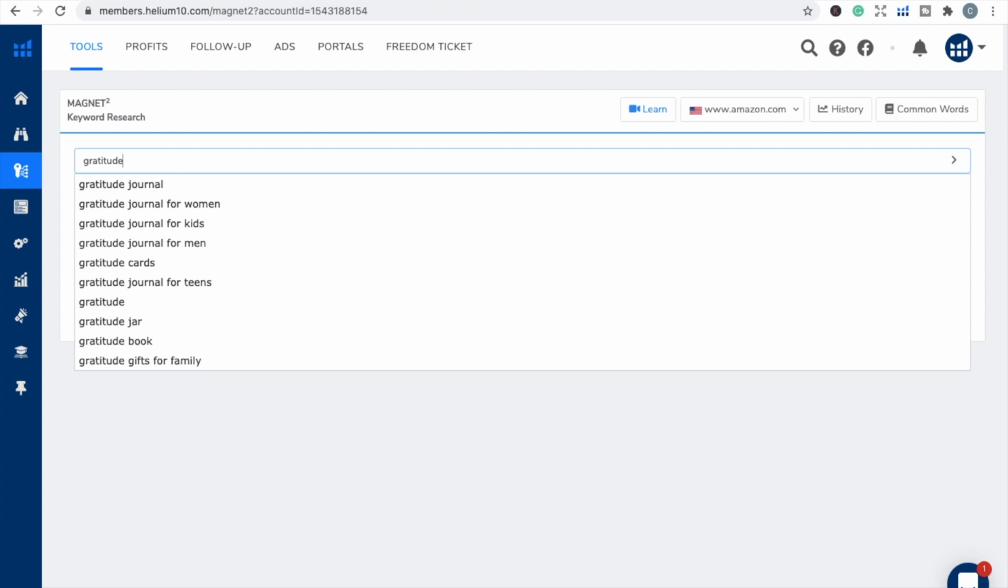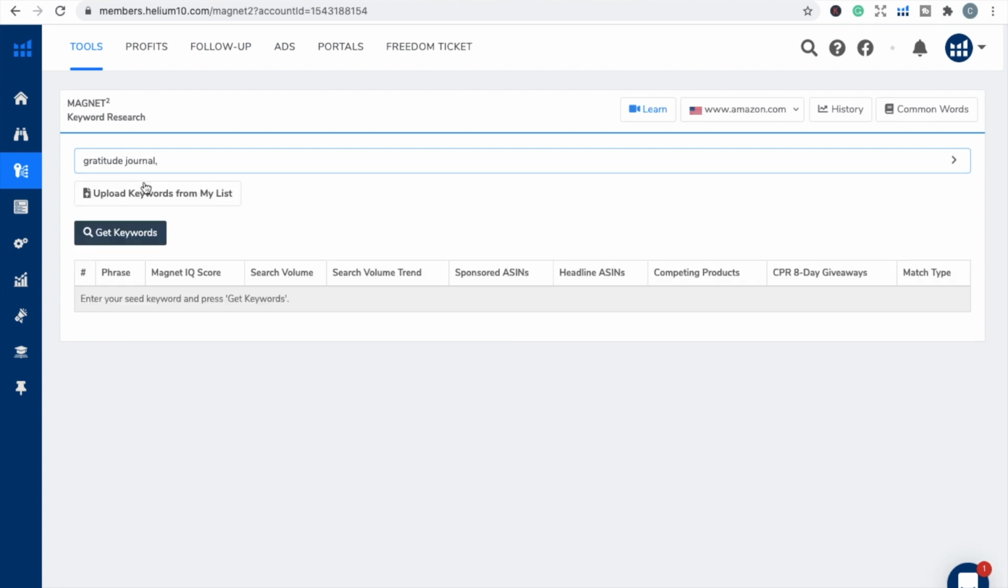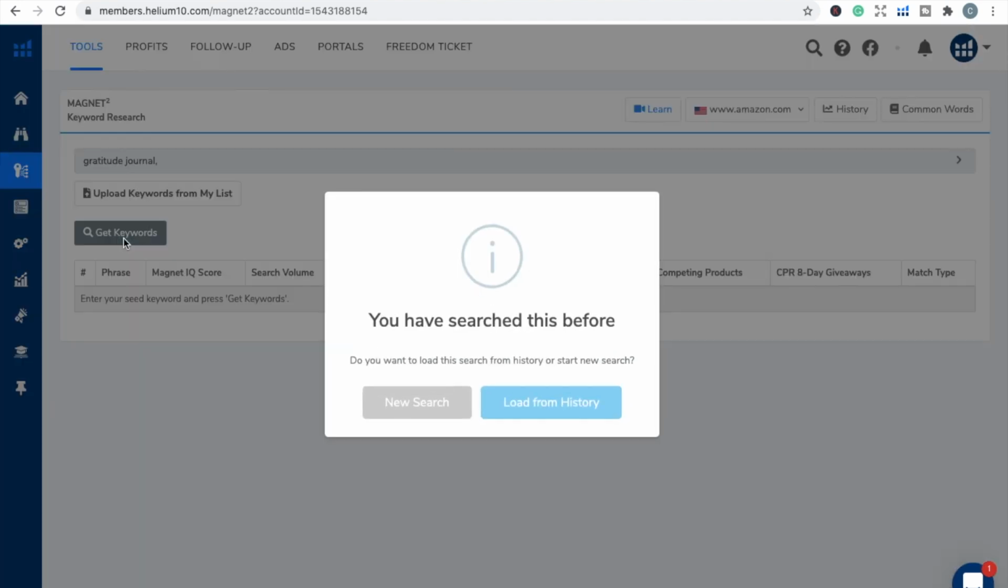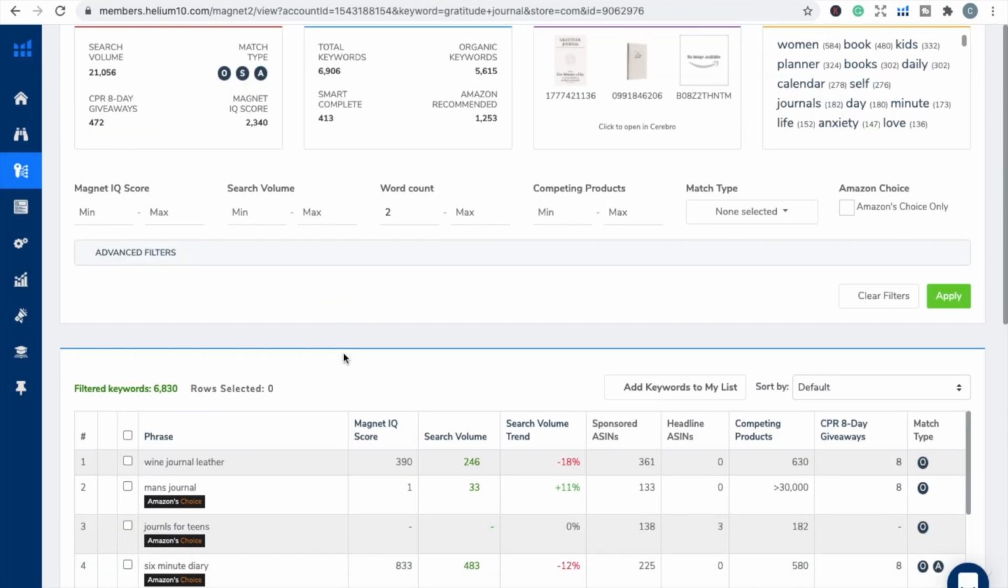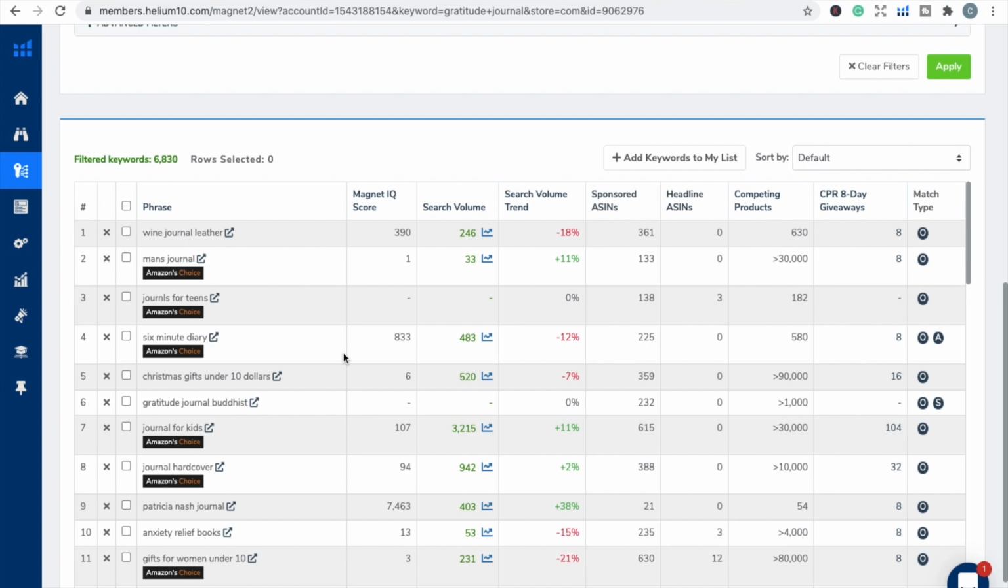Here's how it works. We enter our keyword. So for example, gratitude journal. Actually, I've only typed in gratitude so far. It also has this autocomplete or pre-filled drop-down menu. It's connected to the keyword and which one is searched for more often. So let's search for gratitude journal and get the keywords. And so what it does is it brings up keywords related to gratitude journal.